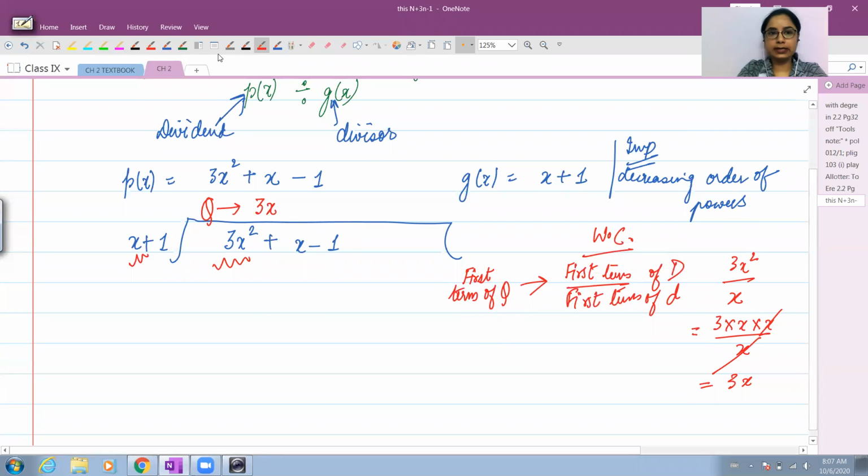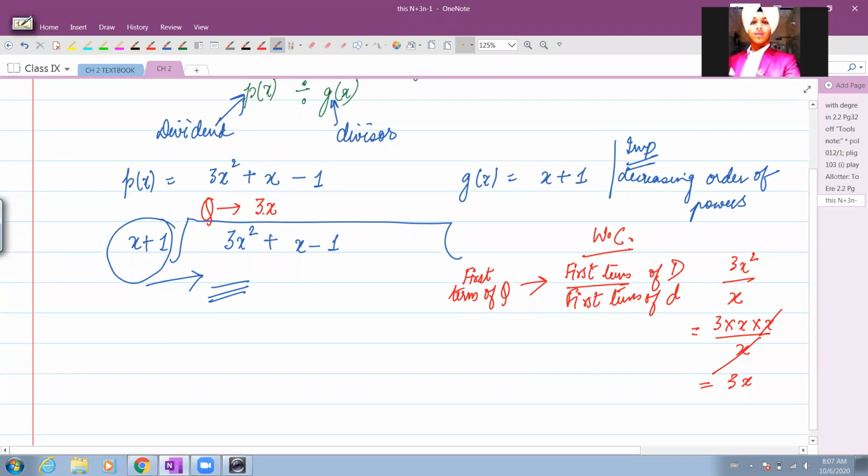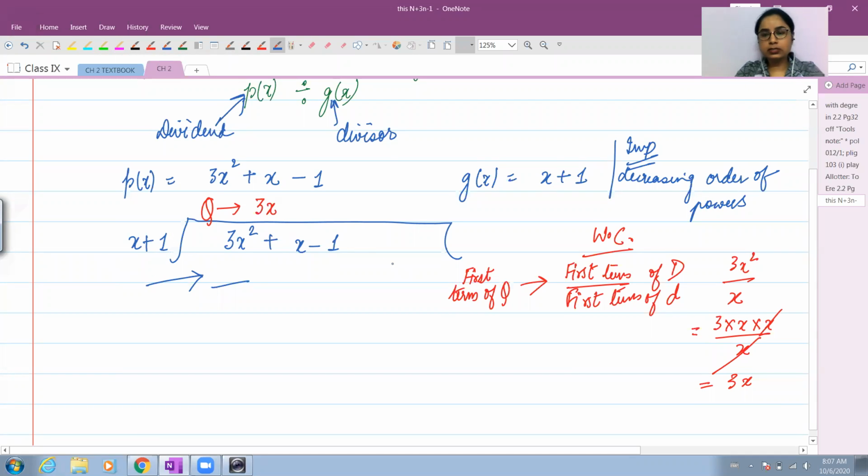Anyone with any questions still here? To obtain the first term of your quotient, you're going to divide the first term of the dividend with the first term of your divisor. Now, the next step is to obtain the value to be written here. What comes here? What you do is your divisor will be multiplied with the first term of your quotient. Whatever term you just obtained, you're going to use this and multiply your divisor with 3x.